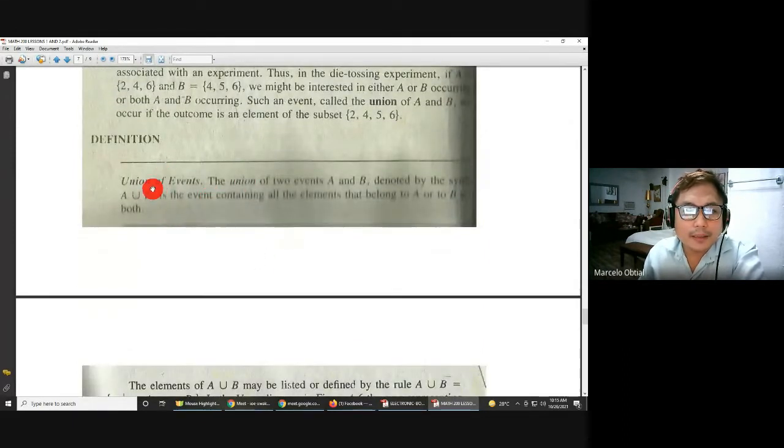So that is denoted by U. The union of events, A and B, denoted by the symbol, is the event containing all the elements that belong to A or B, or both. So it means to say, in other words, you just need to combine. Yung ano makita mo dun sa A at saka sa B, combine nyo lang. But the rule here, no repetition of the elements. Again, the rule, no repetition of the elements or no redundancy.